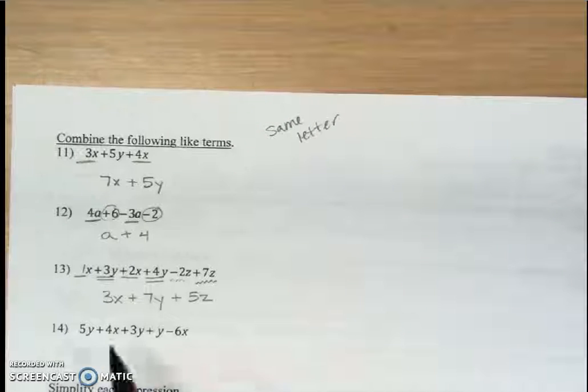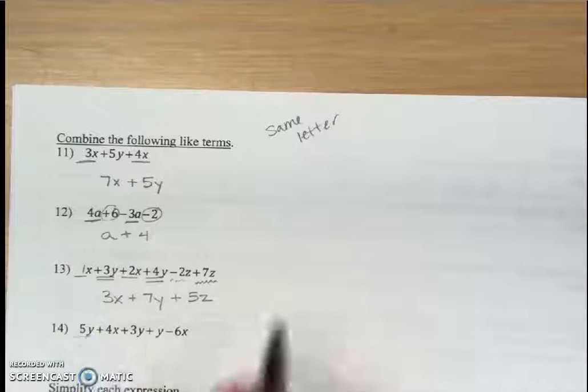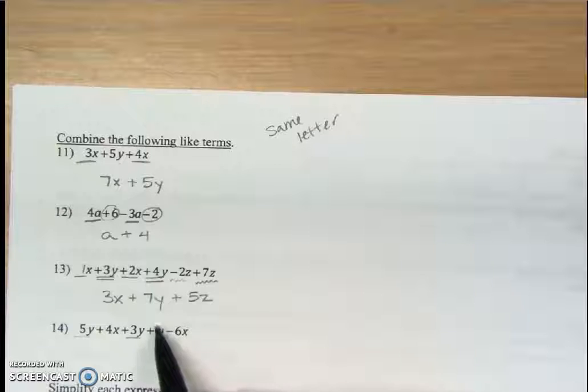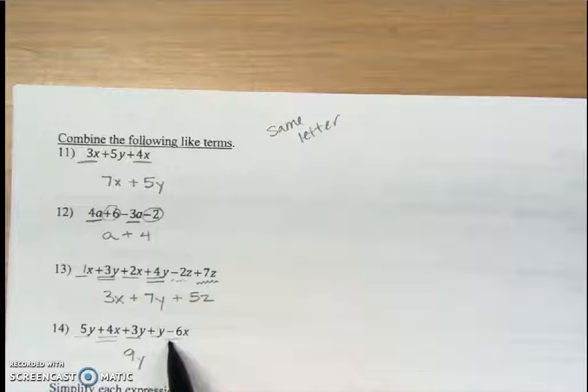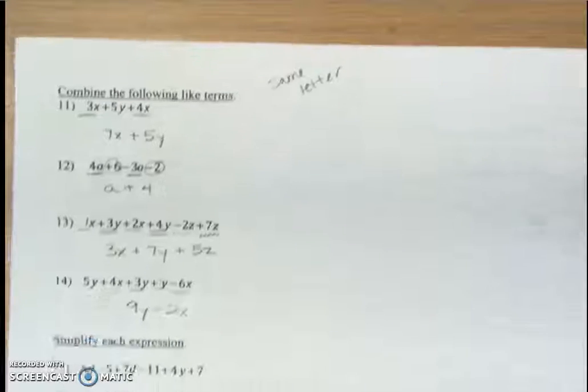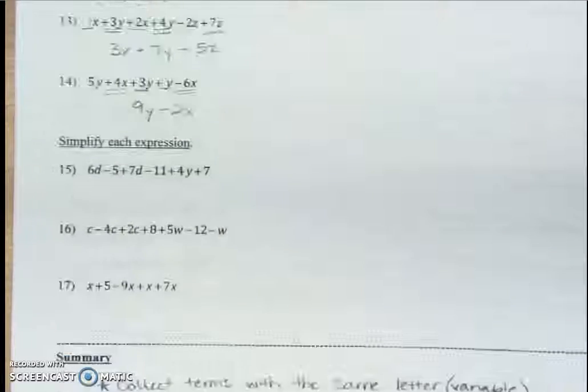On to number 14. There's 5y. And 3y. Oh, there's another 1y. Any more y's? Nope. 5 and 3 is 8, and 1 more is 9 y's. Next up, we have 4x minus 6x. No other x's, and so I'd get negative 2x. All right. Let's look at a couple more. Let's just look at these really fast.